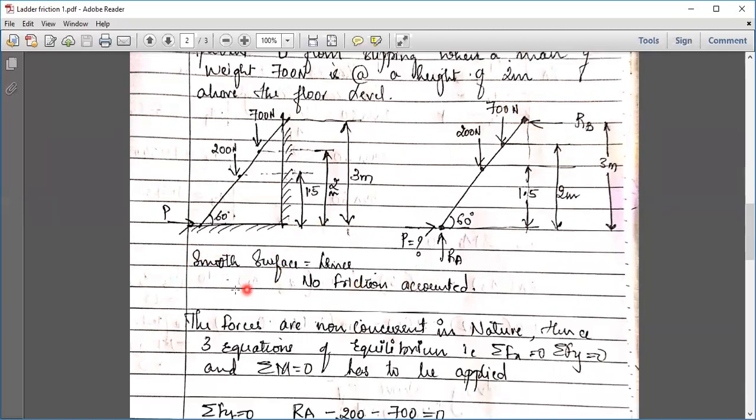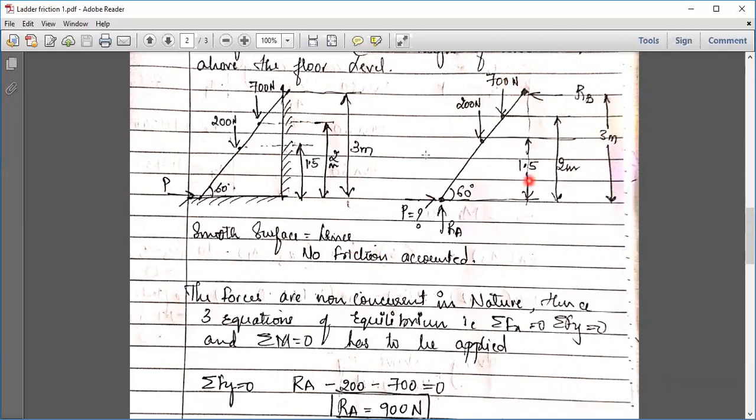So, solution: as the surface is smooth, no friction is accounted for, and I have not shown any F in the free body diagram. The forces are non-concurrent in nature, so we use summation Fx equal to 0, summation Fy equal to 0, and summation M equal to 0. Let us apply summation F of y first.